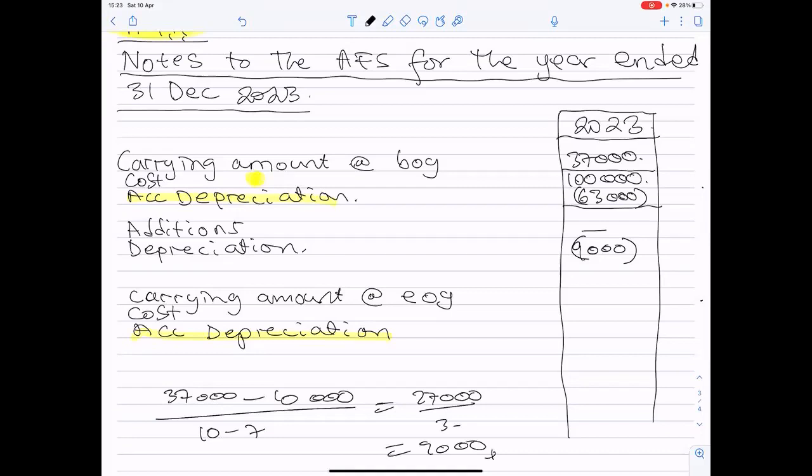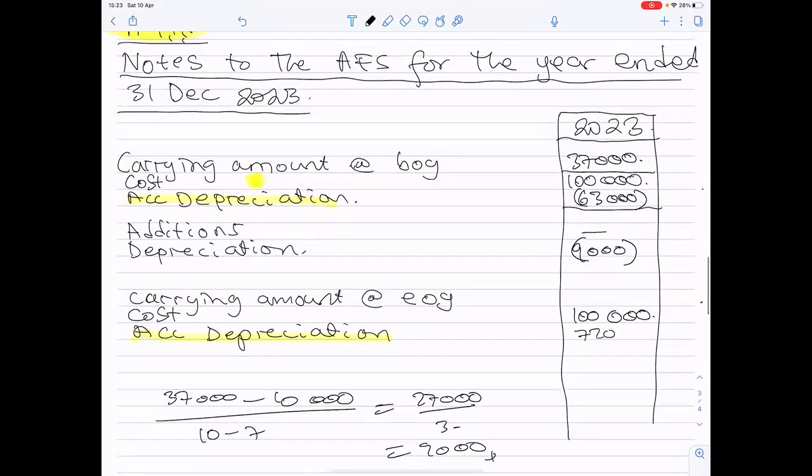It's 9,000. Together. So our cost is still 100,000. Accumulated depreciation is going to be 63,000 plus 9,000. It will give us 72,000. So 100,000 minus 72,000, you get 28,000.